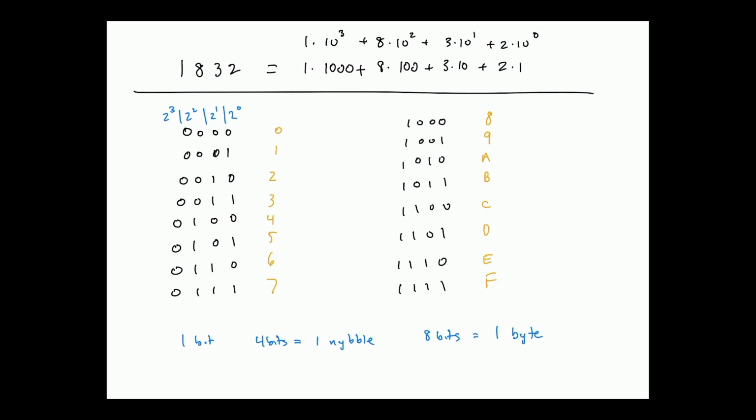Okay, good. So let's write 1832 in hexadecimal and also in binary. Let me take the number 1832. And if I want to write this in hexadecimal, then I need the following place values.